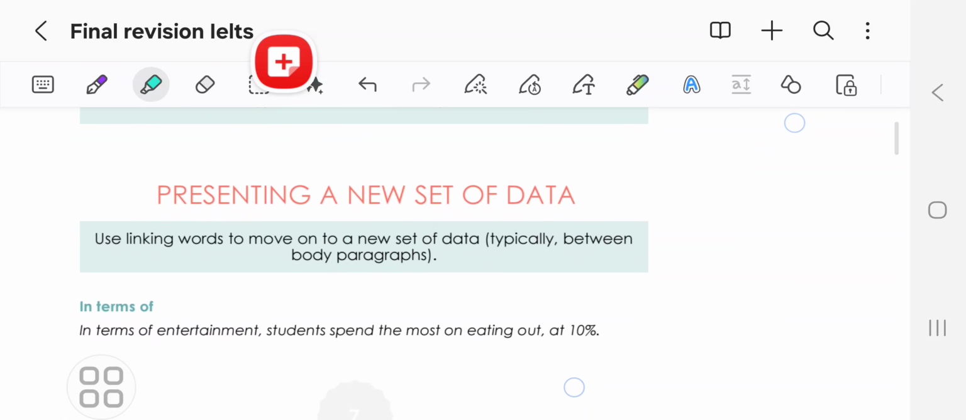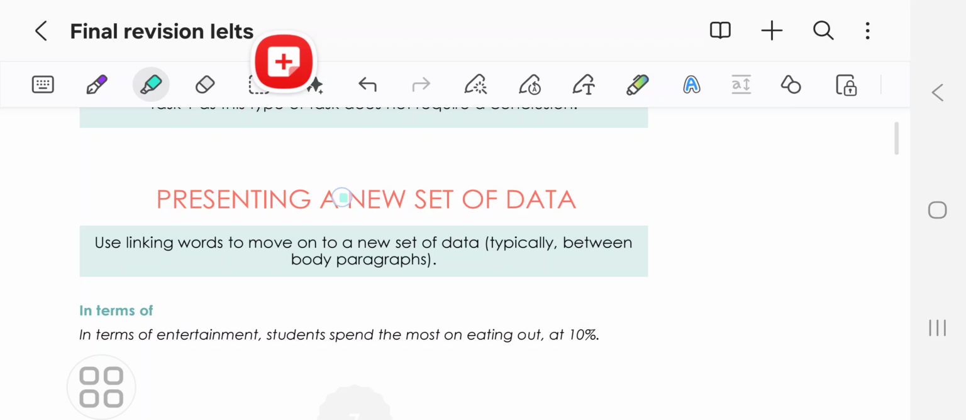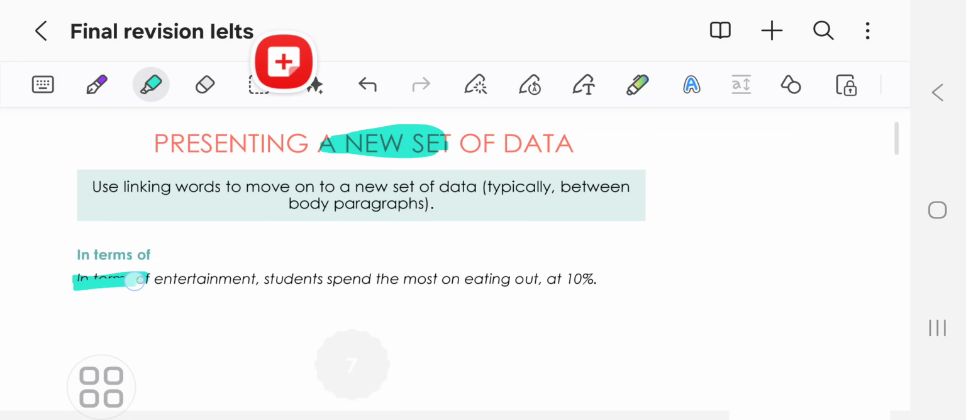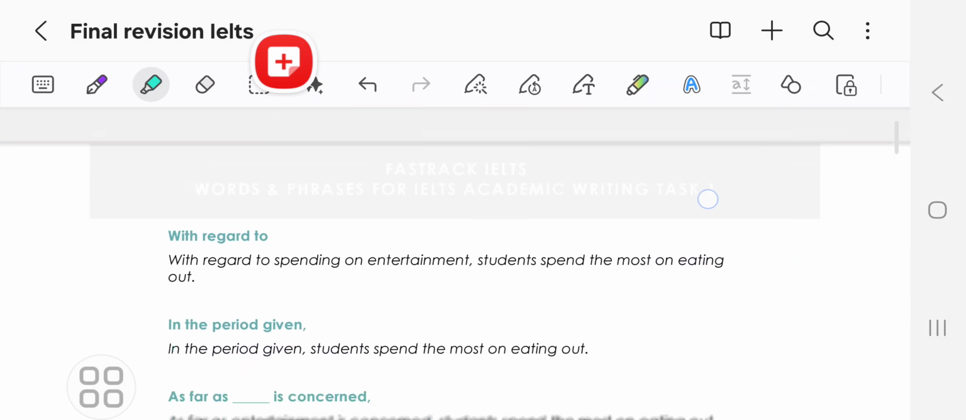Now let's talk about presenting the new set of data. So now we are in the data side, because see, in the overview we're not talking about data, and in the introduction we're not talking about data, but now we start talking about data. So use a linking word to move on to the new set of data, typically between paragraphs. So for example, you can start with in terms of entertainment. You can start the sentence with this. In terms of entertainment, a student spends more time, 10%. So you can start with the phrase in terms of.